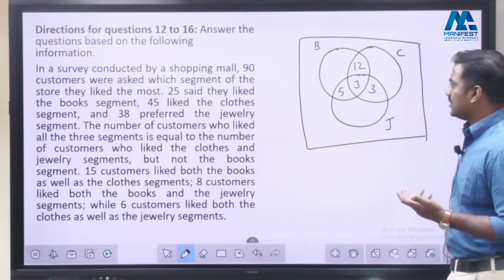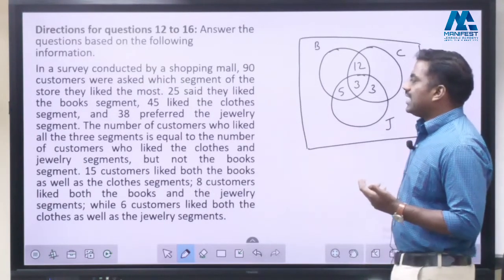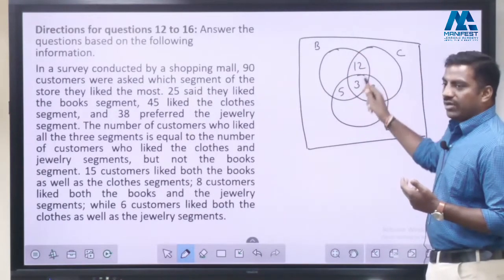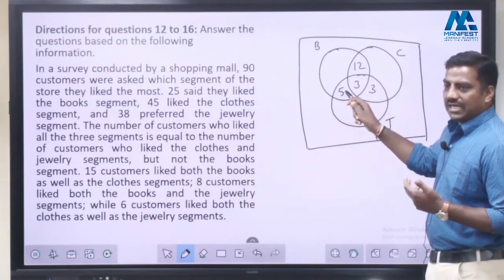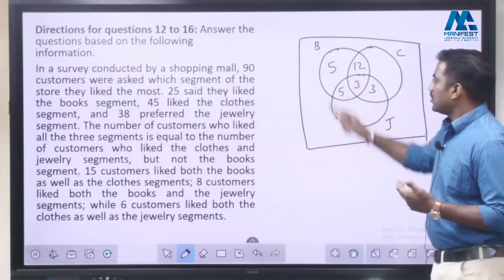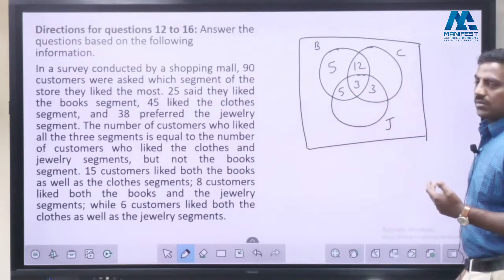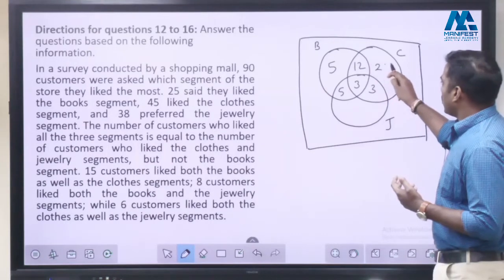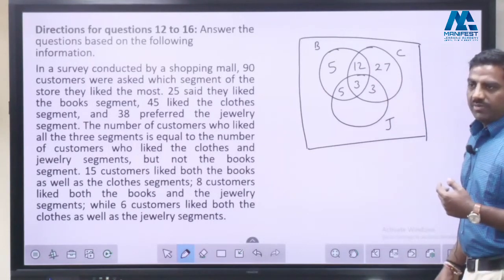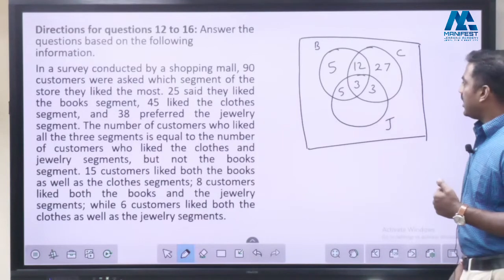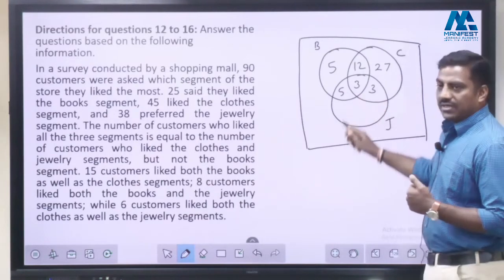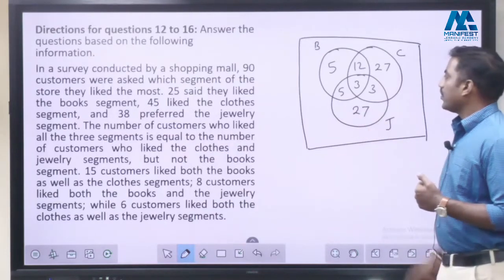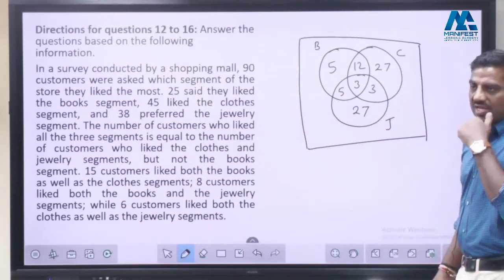Now the exclusive segments. 25 said they like the book segment. Already we have filled here 12, 3 and 5, so already 20 is done. Then clothes, 45. Already 12 plus 3 plus 3, 18 is done. So how many here? 27. 45 minus 18 is 27. Then 38. Already 11 is filled. Again 27. Correct? Yes or no?